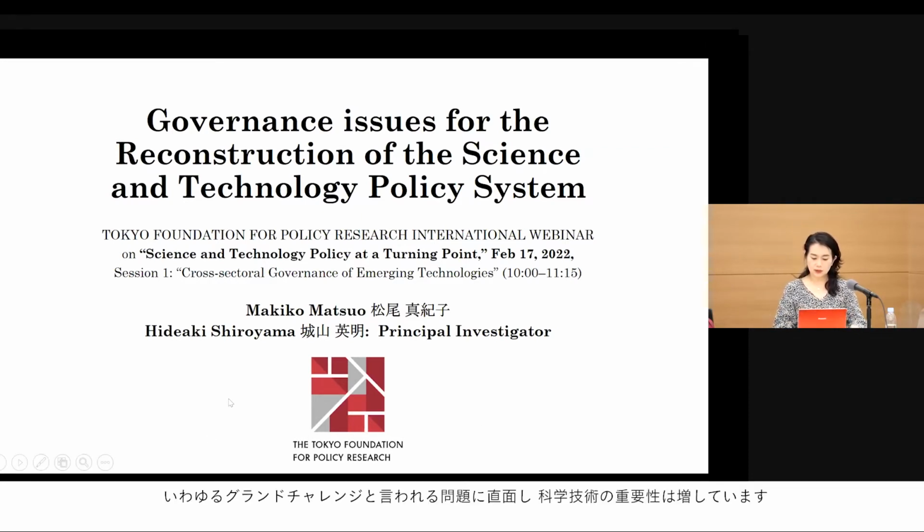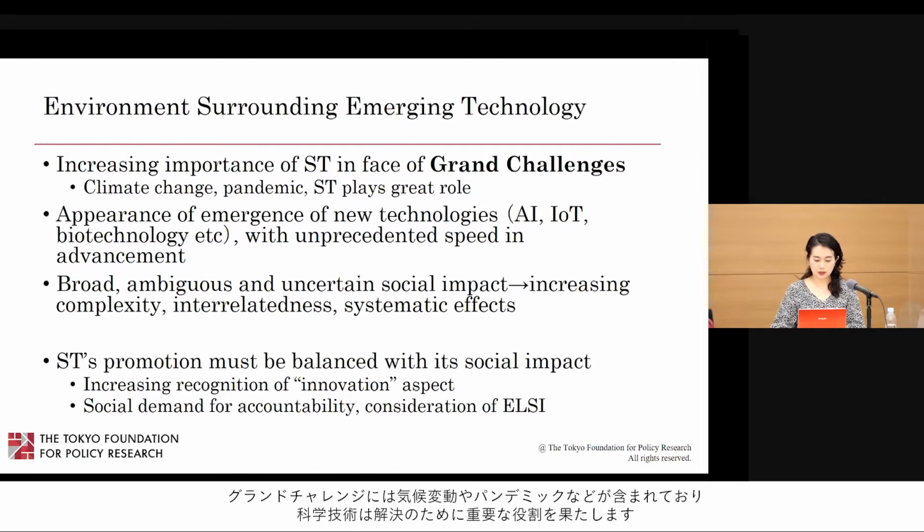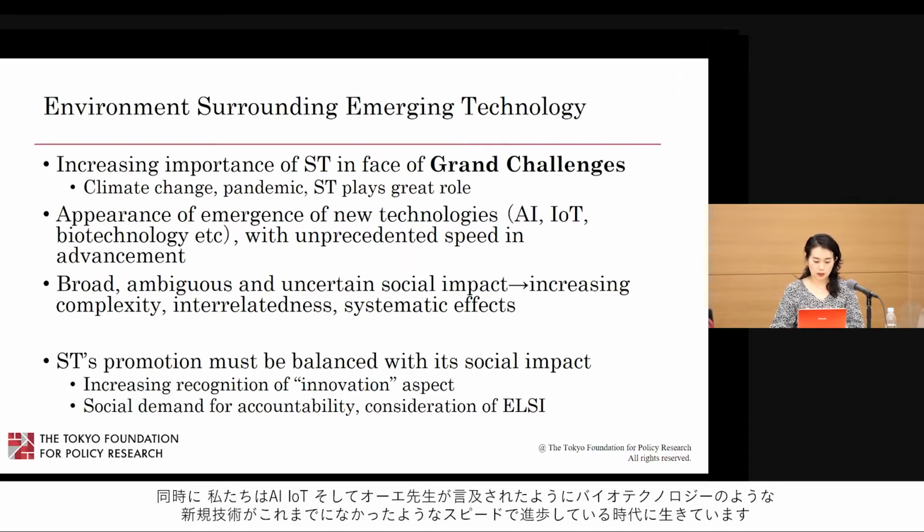There is an increasing importance of science and technology as we face the so-called grand challenges. Such grand challenges include climate change and pandemics, and here science and technology play a great role in the solution. Meanwhile, we are living in an era where new technologies such as AI, IoT, and, as Oye Sensei has mentioned, biotechnology are advancing at unprecedented speed.